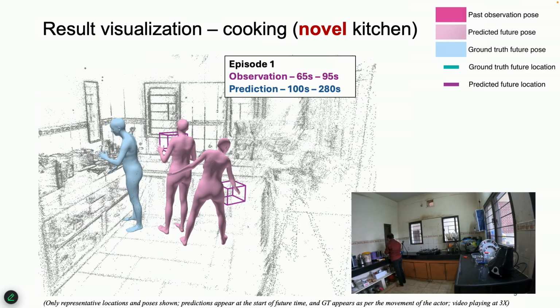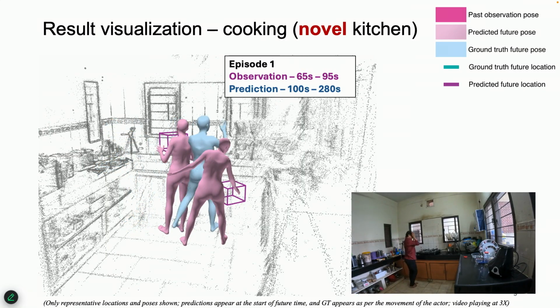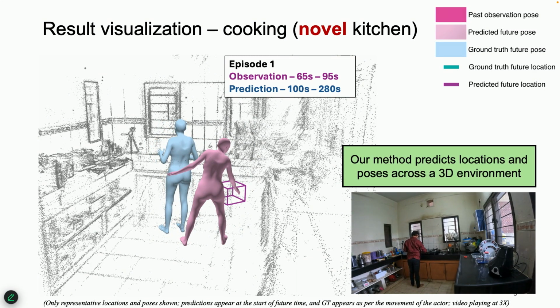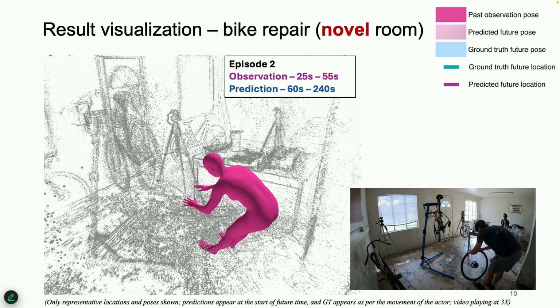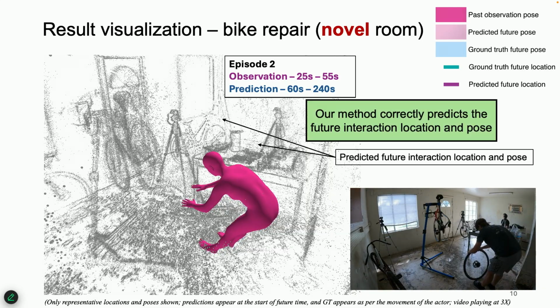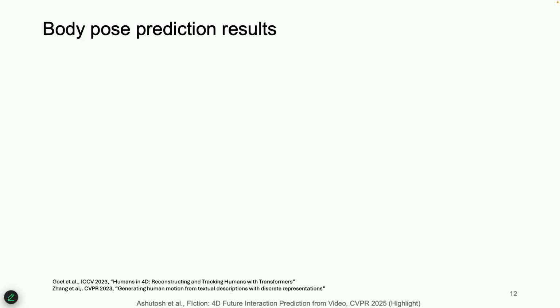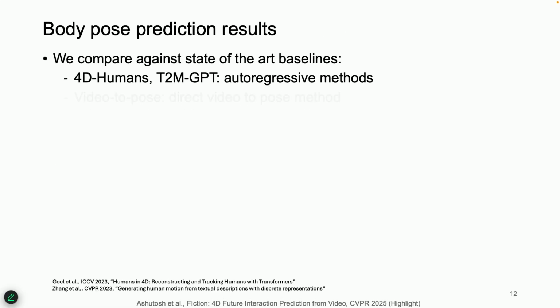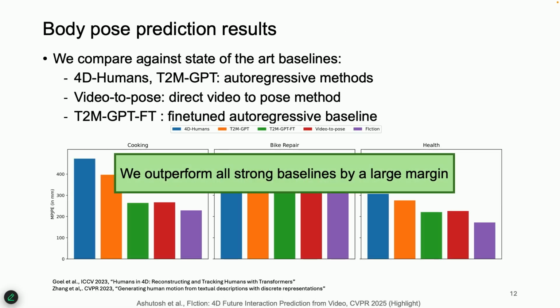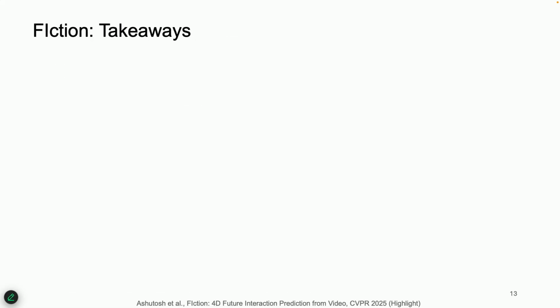And note that we do it all together. All the interaction points are predicted at the same time. So our method predicts locations and poses across a 3D environment. I'll skip the second example. It's similar, in a bike repair setup. And we compare against state-of-the-art methods for both interaction location prediction and pose prediction. We outperform all strong baselines by a large margin.